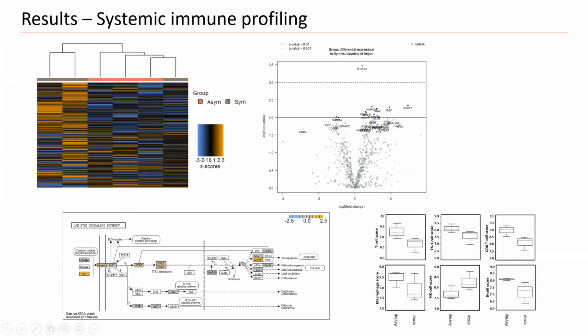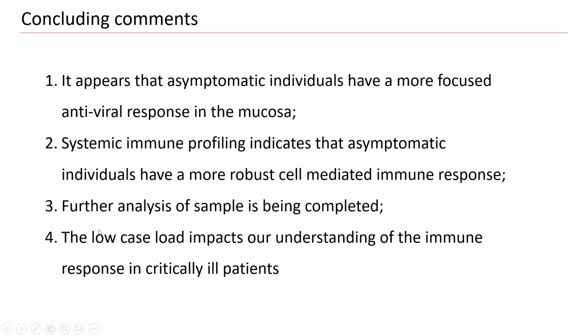So this just allows us to have a look on a biological level at what genes are doing in a pathway. And this is a fairly canonical immune pathway, the JAK-STAT signaling pathway. So to finish up with some concluding comments, it appears that in our research in COVID-19, our asymptomatic individuals have a more focused antiviral response in the mucosa.